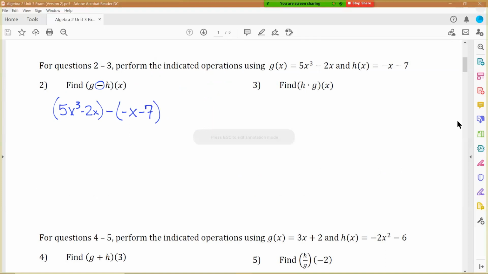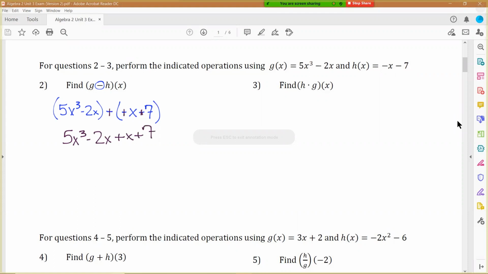Since we have subtraction in the middle, we want to distribute that negative. So distribute, it's just going to change all the signs of everything that follows. So now I have a plus in the middle, plus x plus 7. So 5x to the third minus 2x plus x plus 7.